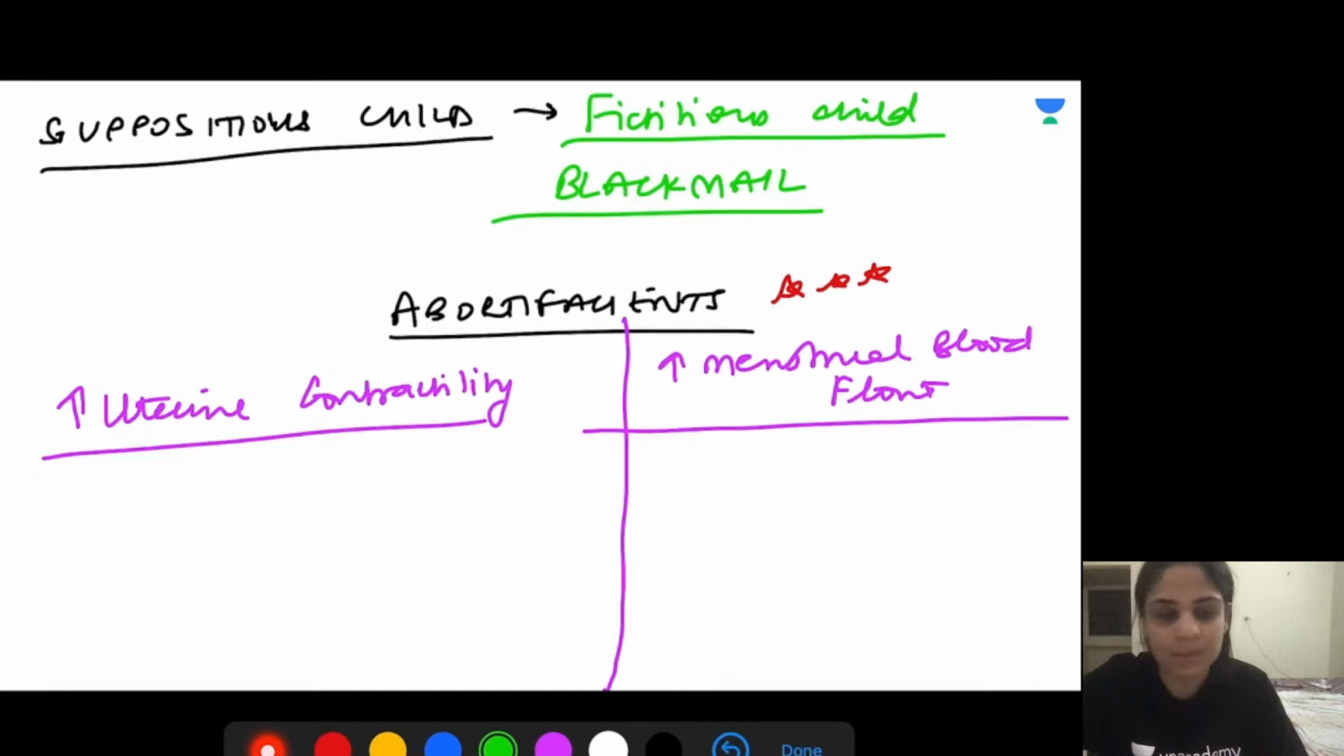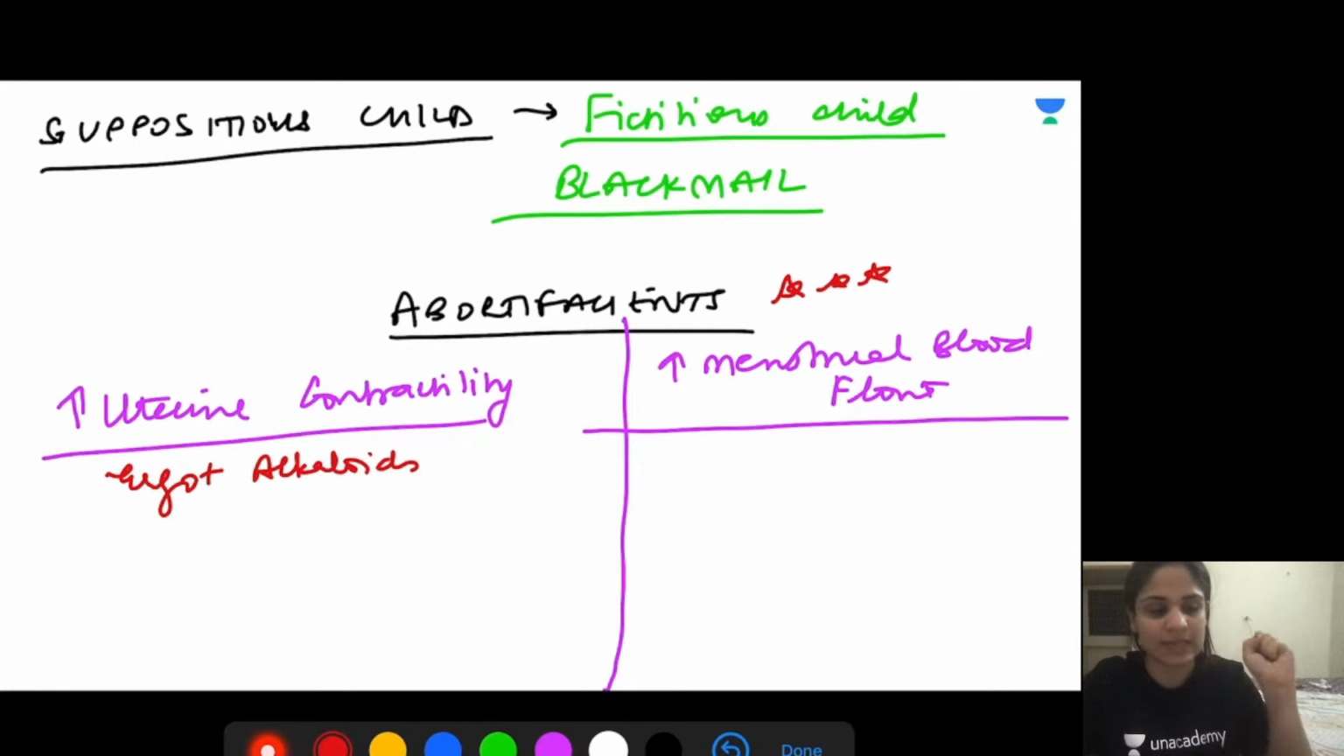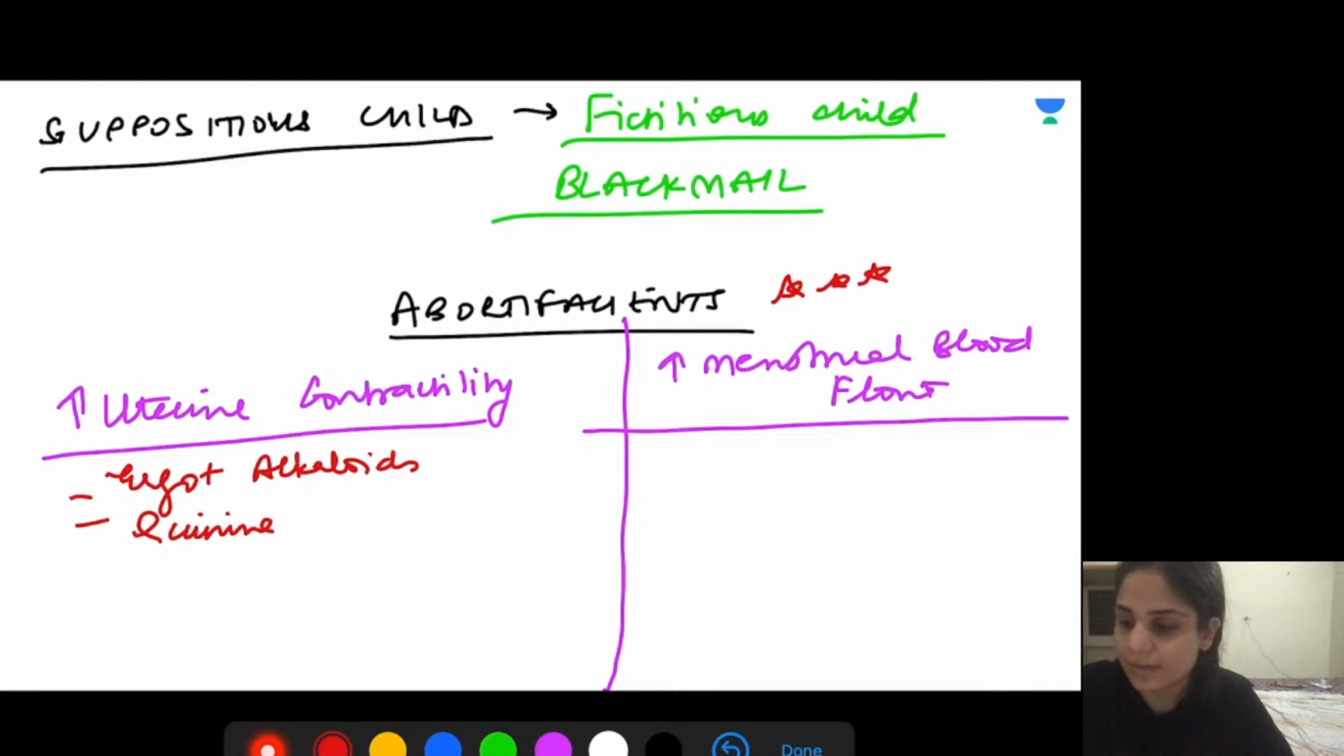Now some examples of abortifacients. Anyone can tell me? So there are certain examples like ergot alkaloids and quinine. They increase the uterine contractility. If they increase the uterine contractility, the fetus will be immediately ejected out of the uterus, so there will be abortion. So ergot alkaloids and quinine. The second is the drugs that can cause increase in menstrual blood flow, so they can also act as abortifacients. For example, your estrogen, then lead. All of these can be used as abortifacients.